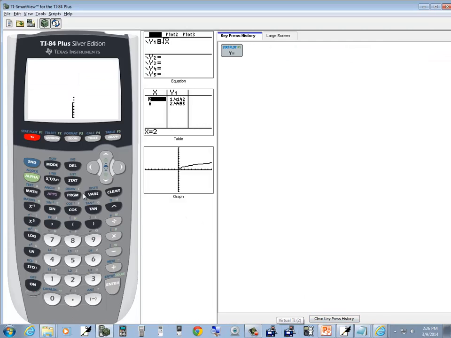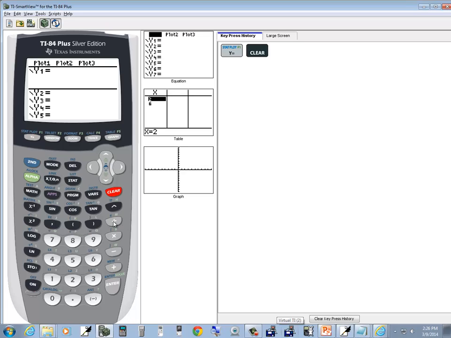We'll press our y equals, clear. Now, if it's not on a button, not above a button, you're going to find it underneath the math button. So press the math button. And you see the cube root is the fourth one down. So I can either down arrow to the fourth one and press enter, or I can simply press the number in front of it, which is 4. And it chooses it for me.